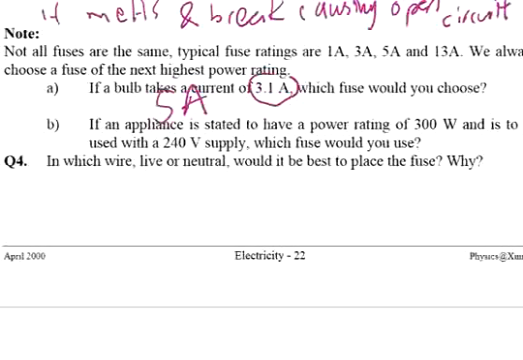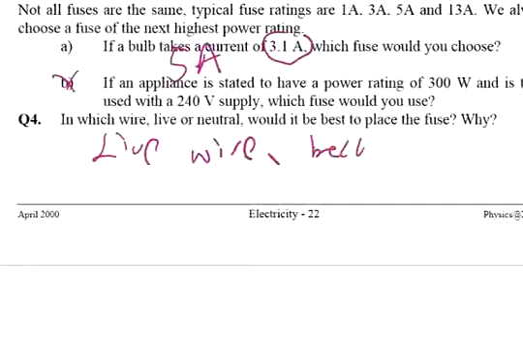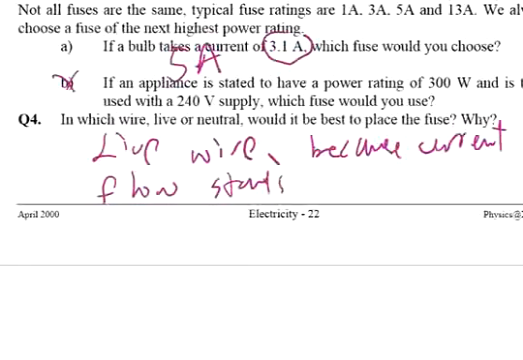Okay, this one already has the space, so we just ignore B. Which wire, live or neutral, is the best to place the fuse in? It will be the live wire. Why? Because the current flow starts from the live wire.